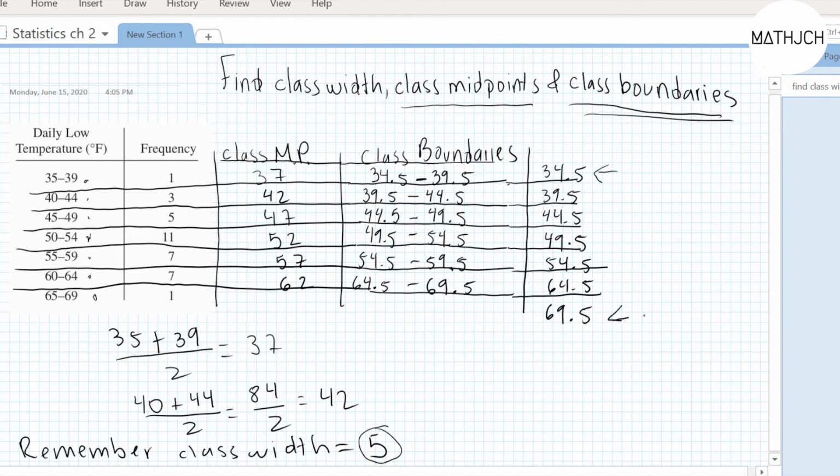Some textbooks and some professors don't add the last one, or they don't add the first one. So they start from 39.5, from the second one actually, and they just keep going and end up exactly at 69.5. I would recommend asking your professor which way they prefer.